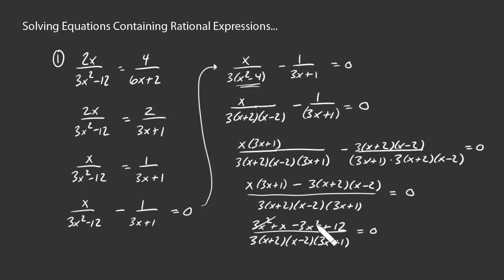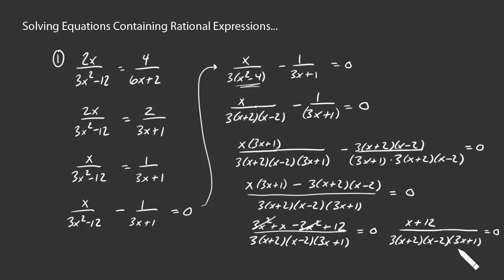3x squared and 3x squared cancel off. You're left with x plus 12 in the numerator over 3 times x plus 2 times x minus 2 times 3x plus 1 equals 0. Okay? Now look what we have. We have a fraction. Denominator is factored, top is factored, simplified, equaling 0.